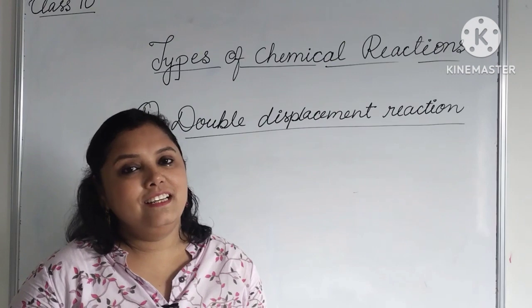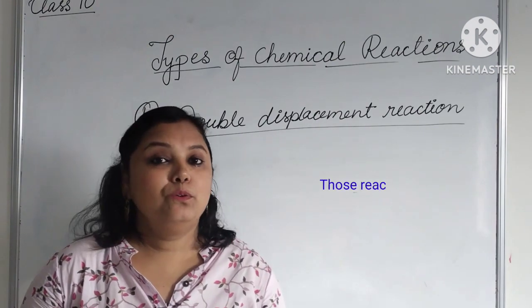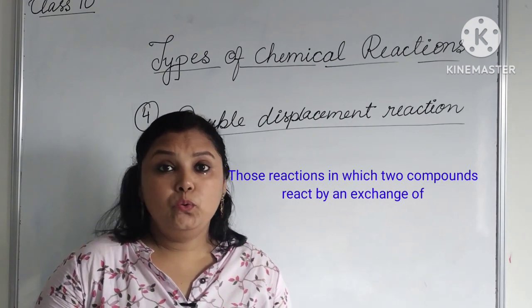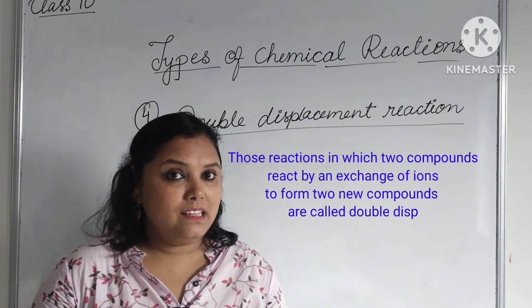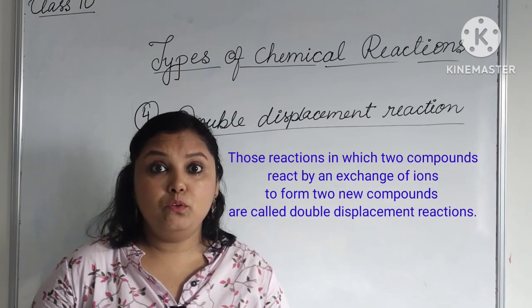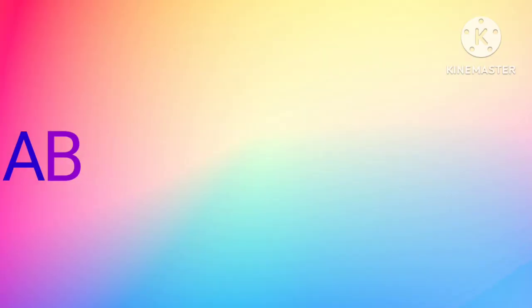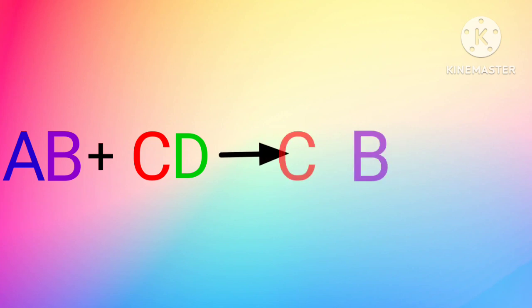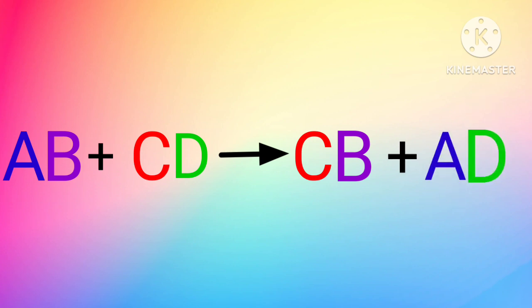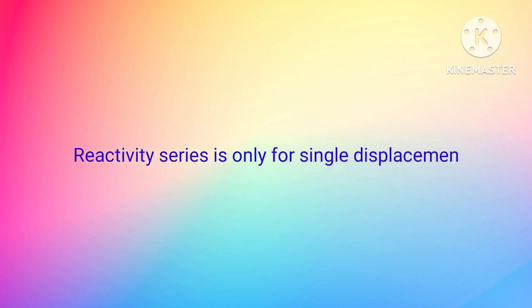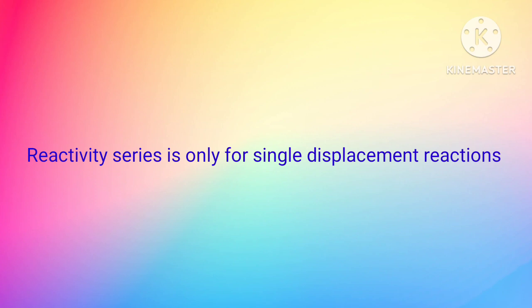Our fourth reaction is double displacement reaction. Those reactions in which two compounds react by an exchange of ions to form two new compounds are called double displacement reactions. Let's say we have two compounds AB and CD. Now there will be an exchange of ions and we get two new compounds CB and AD. Remember, reactivity series is only for single displacement reactions.